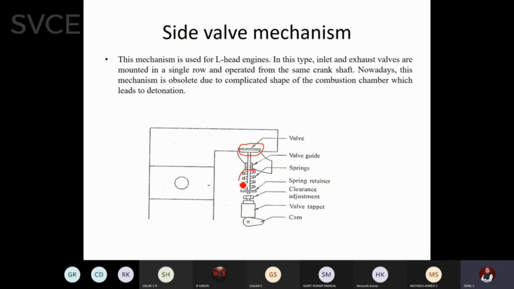These are the springs. Why are the springs used? As we discussed, once the valve is closed, it has to be fixed rigidly so that the gases do not escape out of the cylinder. So there are spring loaded valves and there is a valve tappet, which connects the valve to the cam mechanism. Usually this cam is operated by the crankshaft, which will operate this valve depending on the timing. So this is called a side valve mechanism. The word side valve is given because the valve is mounted aside of the cylinder. The axis of the valve and the cylinder are parallel, hence it is called the side valve mechanism.